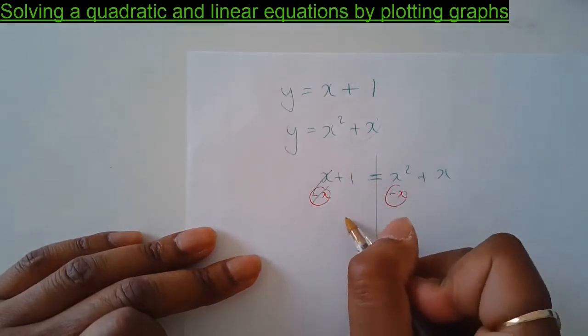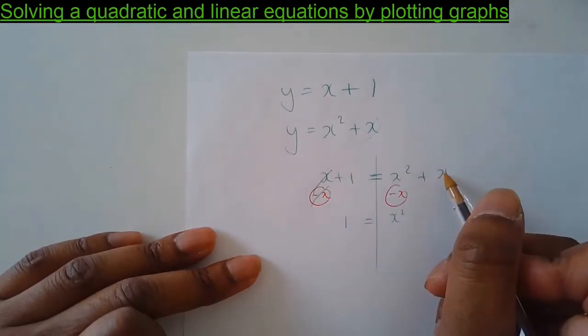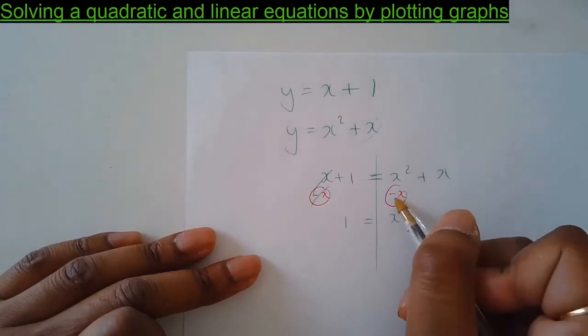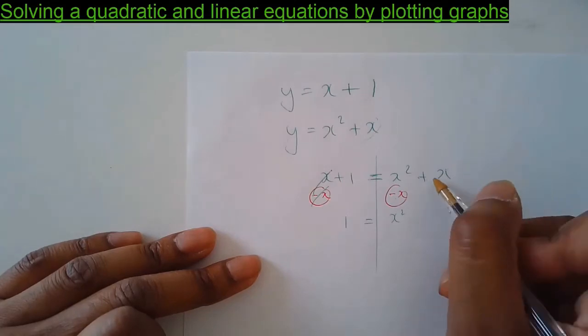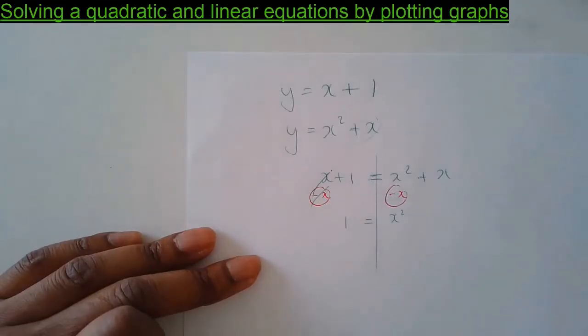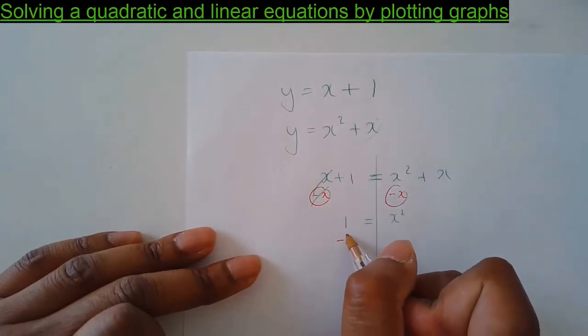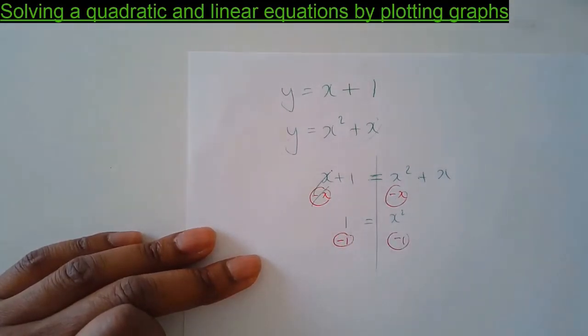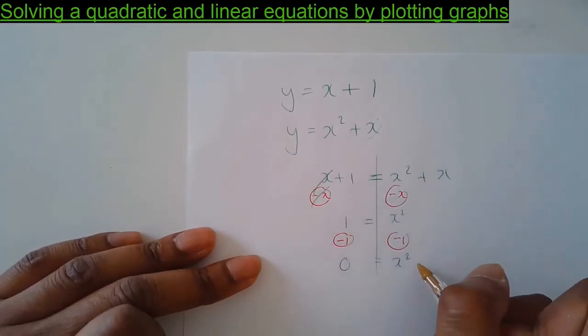You're left with 1 is equal to x squared, and then collecting like terms, x take away x is 0, they knock each other out. They knock each other out here as well. That's what you're left with. But I still need a 0 on this side. For that to happen, I need to get rid of this positive 1 by taking away 1. Do the same on the other side. You're left with 0 is equal to x squared minus 1.